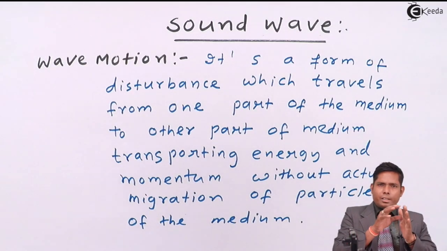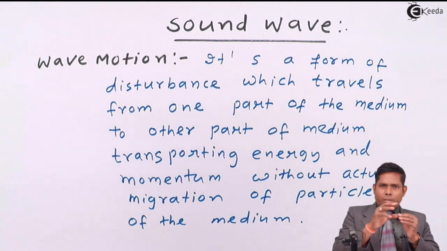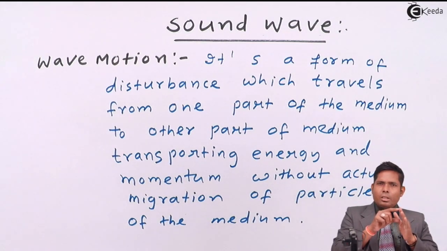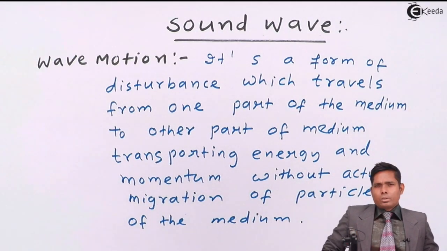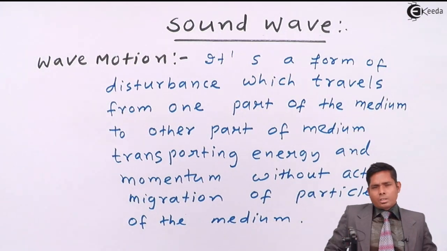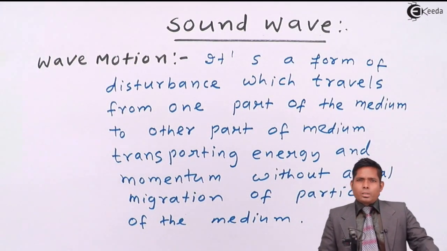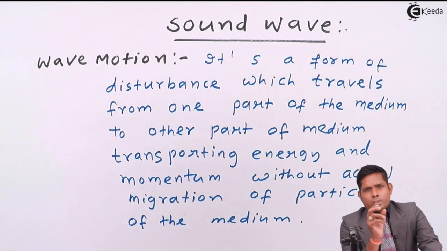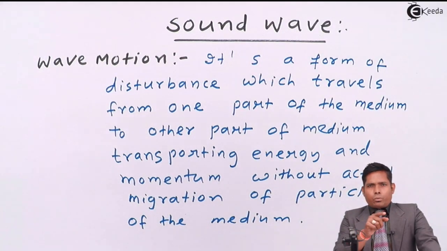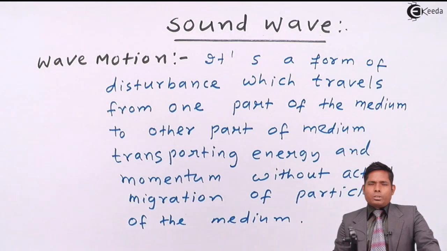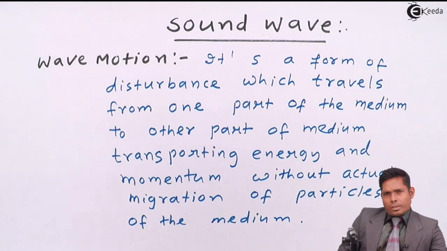When a disturbance is created, the particles are set into vibrations, and the particles which start vibration first transfer the vibrations to the neighboring particles, and that particle to its next neighboring particles. Likewise, all the particles are set into vibrations, but they vibrate about their mean positions and don't leave them. When the disturbance starting from one point reaches the other end of the medium, the particles themselves do not move from one point to another. Then the next is vibrating, then another is vibrating, but they don't leave their mean positions. So this sort of motion is called wave motion.